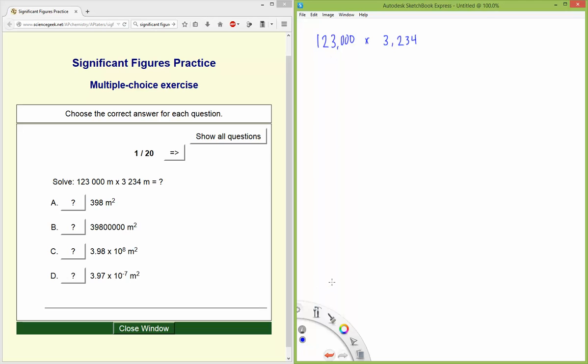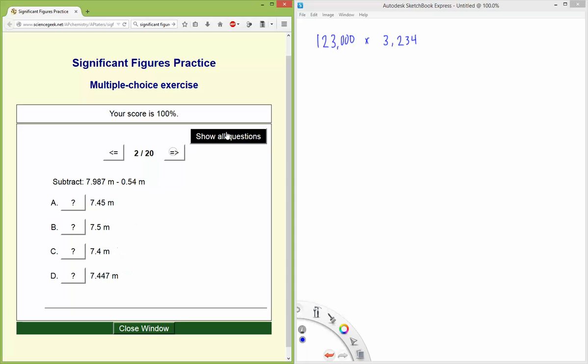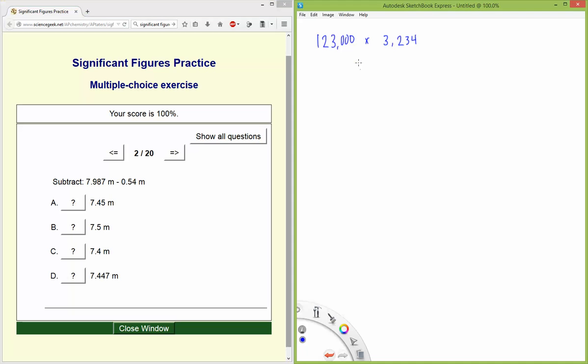Okay, so anyway, you get C, right? Yay, okay, 100% so far. Is everybody good with C? 3.98 times 10 to the 8, okay? Because you get something like 3978 something, 39778 or something. So we want 3.98, okay.